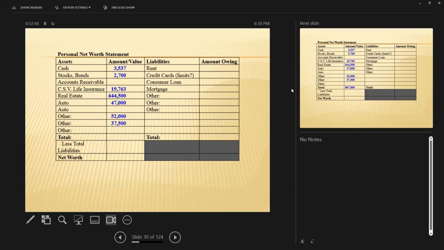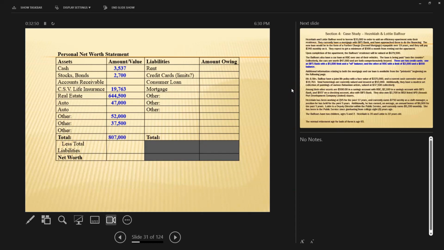No. Okay, so we'll total that. We get 807,000 flat, or even, as people say, 807,000 even.